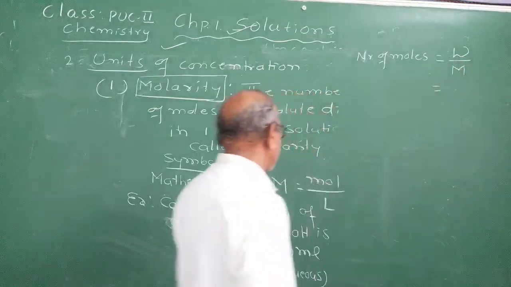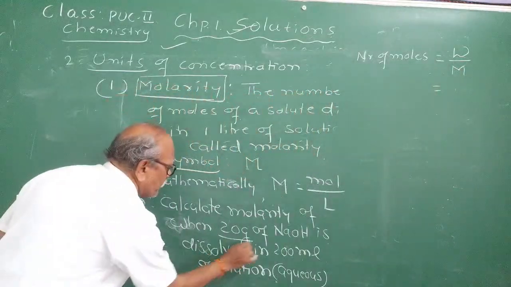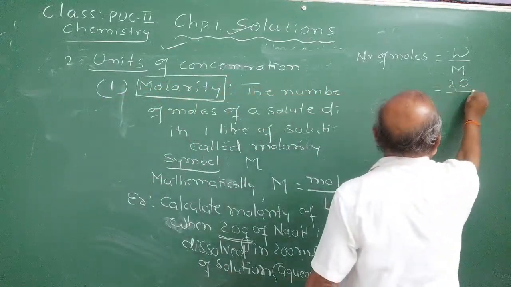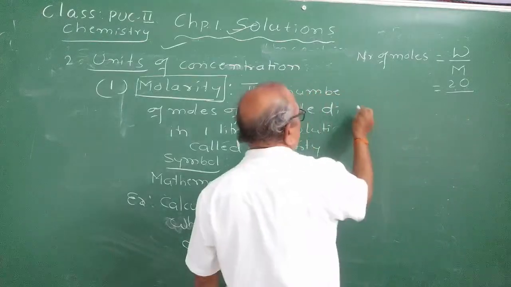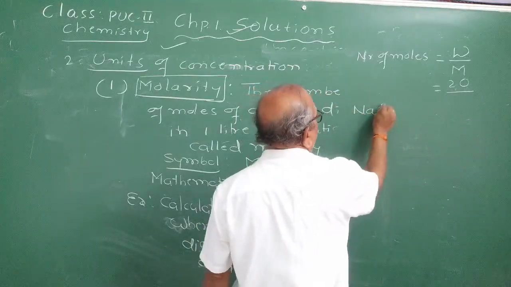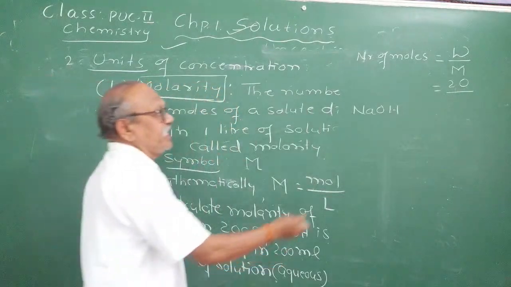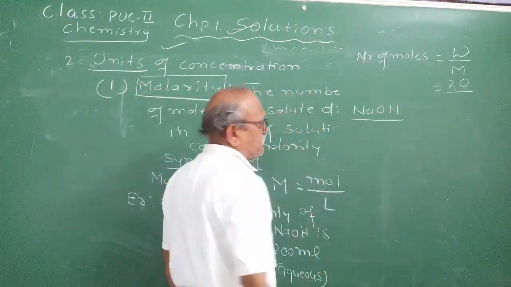W represents mass. What is the mass of the sodium hydroxide you have taken here? It is 20 upon molecular weight. What is the molecular weight of sodium hydroxide? How do you calculate molecular weight of sodium hydroxide? You must remember molecular weight of very important compounds. You studied in the 11th standard.